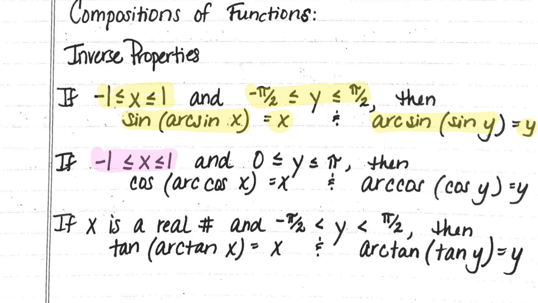All right, let's look at the cosine. Domain is the same, range is different from 0 to pi, but the cosine of the arc cosine of x is equal to x. And the arc cosine of the cosine of y is equal to y. Really confusing, but we'll take a look at it. And the last one that we are going to go over, if x is a real number, and we know that the range is from negative pi over 2 to pi over 2, the tan of arctan of x is equal to x, and the arctan of tan y is equal to y.